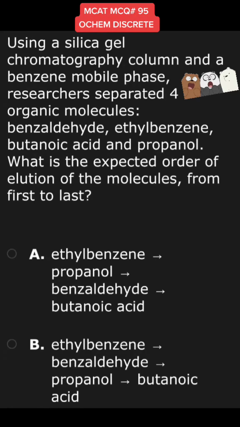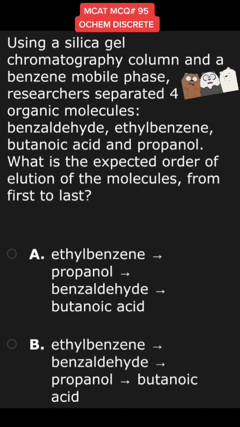So let's take a look at our compounds and determine which ones are more or less polar. Starting with ethylbenzene. Ethylbenzene does not have any hydrogen bonding, so that means that it's going to be very nonpolar. And if it's very nonpolar, it's not going to be interacting with our polar silica gel. So that means that ethylbenzene is going to be retained for the least amount of time. It's going to be eluting very quickly.